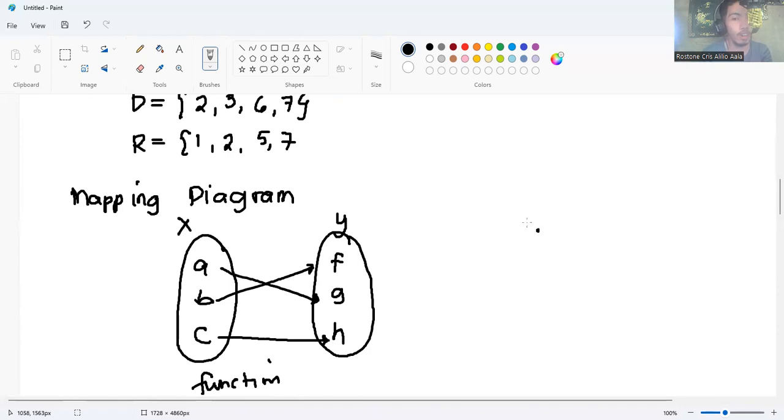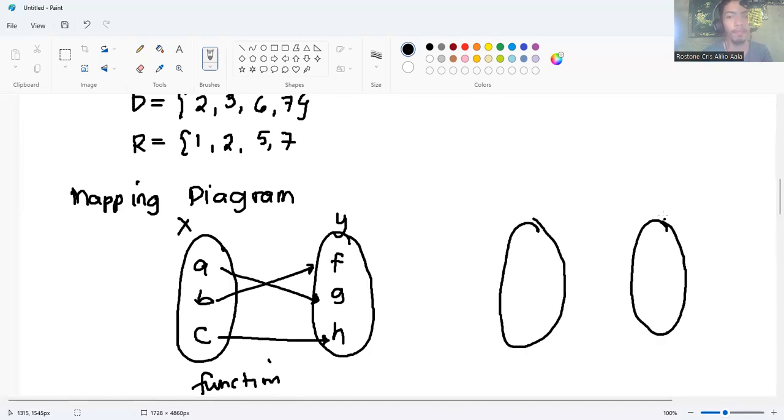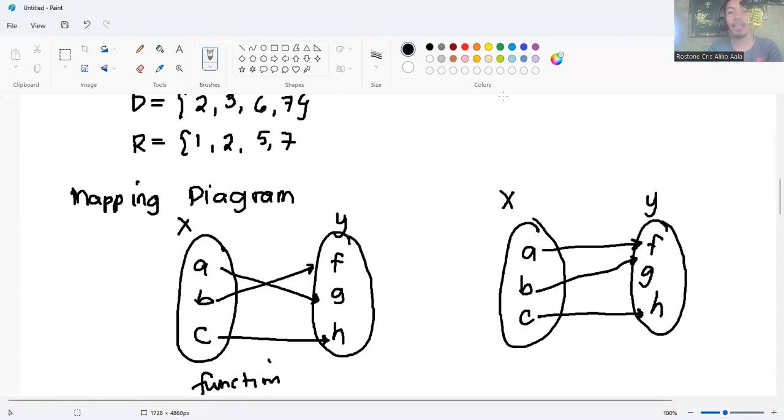Let's have another illustration. Okay. So let's have our X and Y. So A, B, C, F, G, H. Let's say ang partner ni A ay si F. Ang partner ni B ay si F. At ang partner ni C ay si H. Matatawag pa rin natin itong function. Very good. Kasi ang titingnan lang naman natin is yung domain. Si A ba? Ilan ang partner niya? Isa lang, si F. Si B, ilan ang partner niya? Isa lang, si F din. Si C, ilan ang partner niya? Isa lang din, si H lang. So that masasabi natin siya na function.